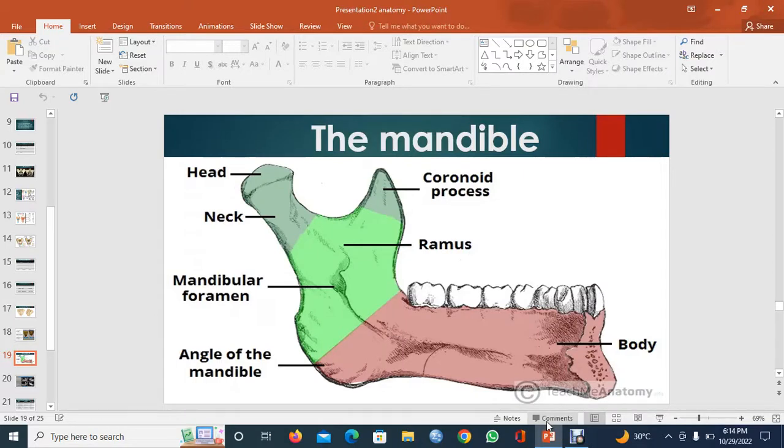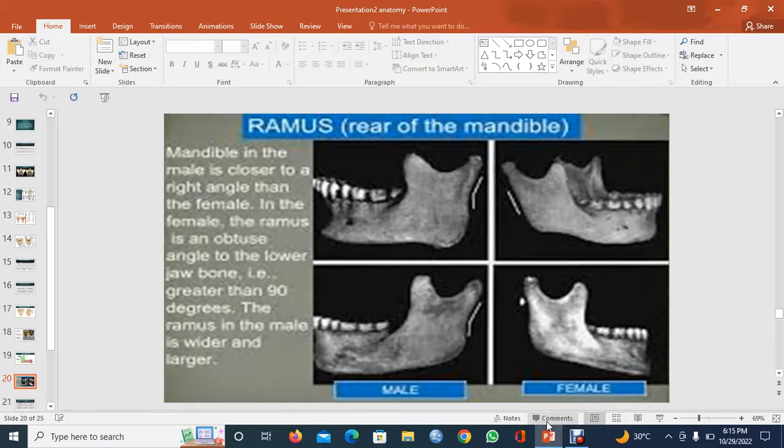Then we talk about the mandible, which is also very important, and the main difference is usually at the size of the ramus and the angle of the mandible and the symphysis. The ramus of the mandible in the male is closer to a right angle than in the female. In the female, the ramus is an obtuse angle to the lower jawbone, greater than 90 degrees. The ramus in the male is wider and larger.